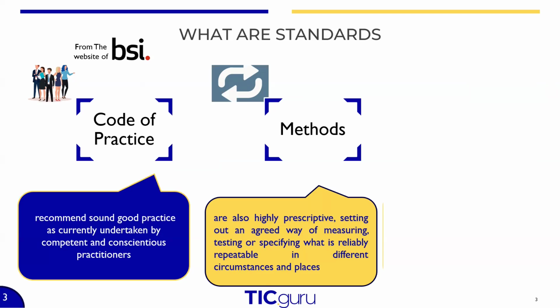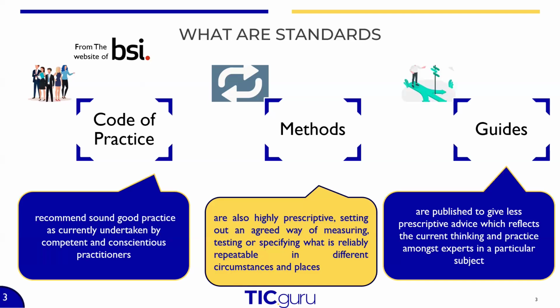Whereas the code of practice in its definition itself is talking about what is currently undertaken by competent practitioners, which means that in its definition of a code of practice, which are used, let's say, in the construction industry, codes are different from guides, but codes in their definition are very clear that it is the current understanding of a given set of people. Then we have the guides. Now, guides are less prescriptive advice that reflect the current thinking and practice among experts in a particular field. So, there is a varying degree among the three types of standards that are defined here.